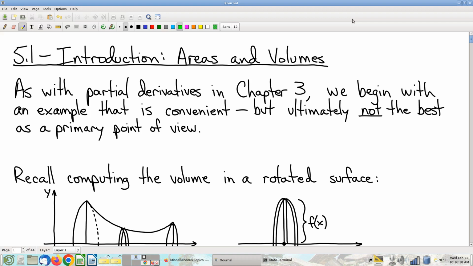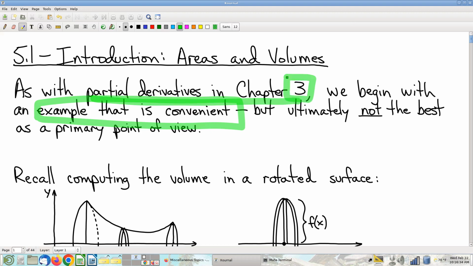Okay, so all that said, how do we do integrals? I'm going to start with a convenient example. Kind of like I did, I wrote this, look at that, I wrote partial derivatives in chapter 3. I meant chapter 2. Sorry about that. I'll get that fixed. That was an oops.